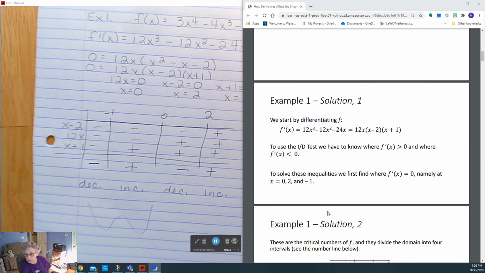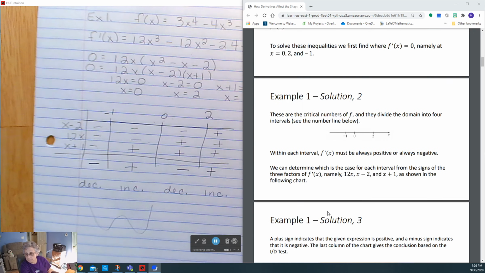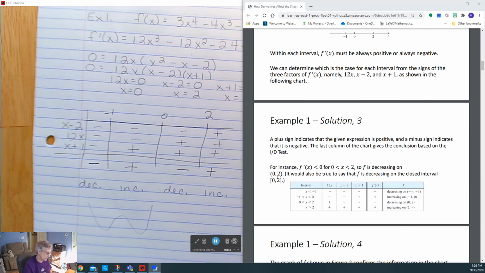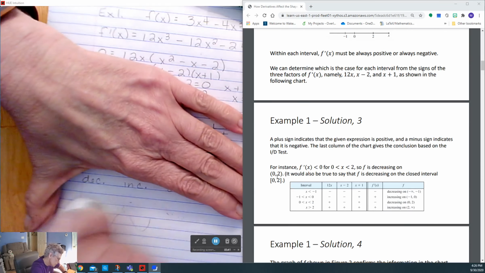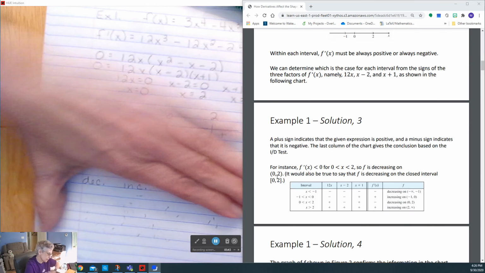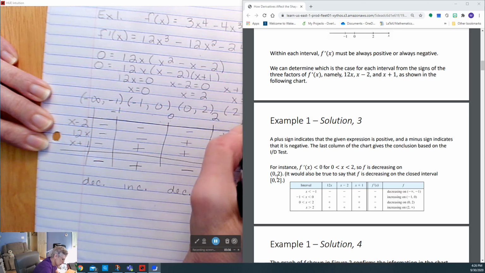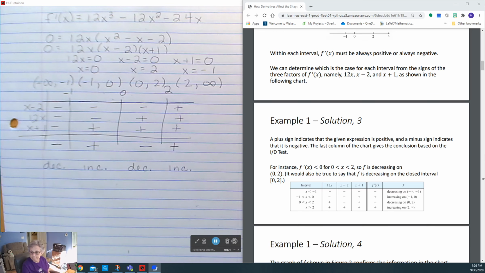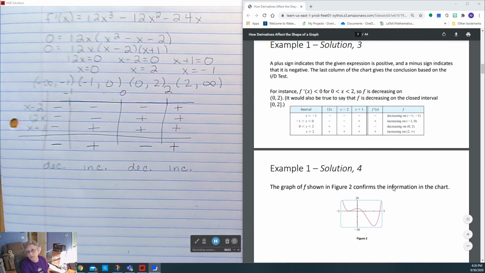So here's our pretty solution. There's the sign chart that tells us where it's decreasing, increasing, decreasing. So you can use your sign chart to write down your intervals, negative infinity to negative 1, negative 1 to 0, 0 to 2, and 2 to infinity. And there's the pretty graph.